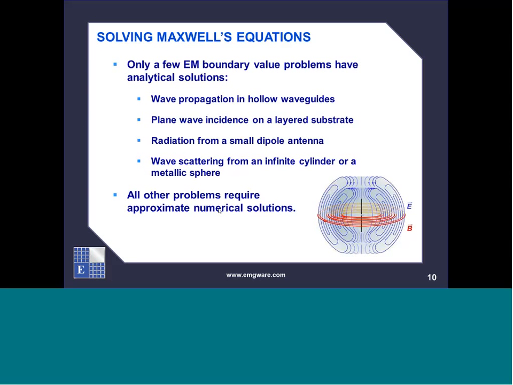Radiation from a small dipole antenna is another canonical problem that has analytical solutions, and here at the bottom right you can see a small dipole that is radiating. The blue lines are the electric fields and the red lines are the magnetic fields. Or wave scattering from an infinite cylinder or a metallic sphere. Again, you can express them in terms of spherical wave functions or cylindrical Bessel functions.